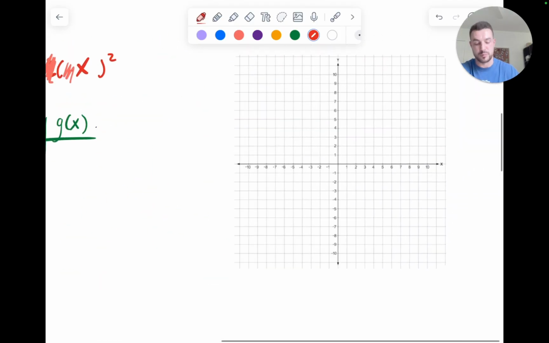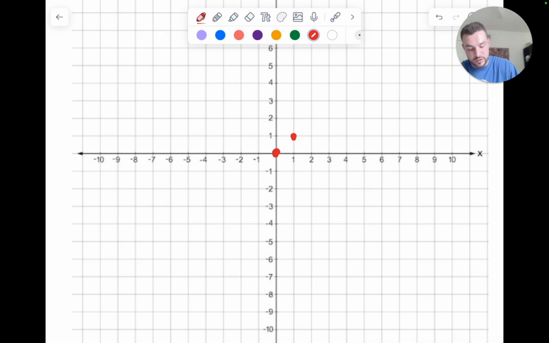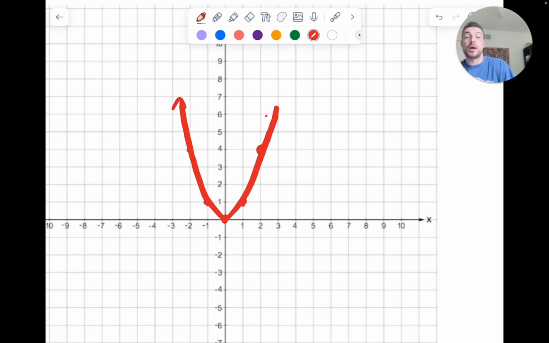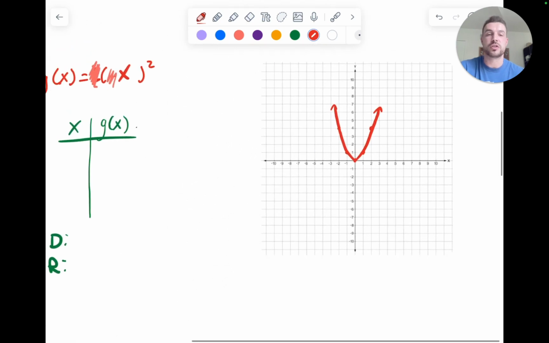So if I plot those points, it looks very similar to what we had before, except now we're dealing with quadratics, which means they're going to curve up a little bit more. And here's what I mean. 2 squared is 4, so that would actually be another point there. And then -2 squared is also 4. So as you can see here, this curves a little bit more than our absolute value function. It is called a parabola. It is almost like a U shape. So that is what our quadratic is going to look like.